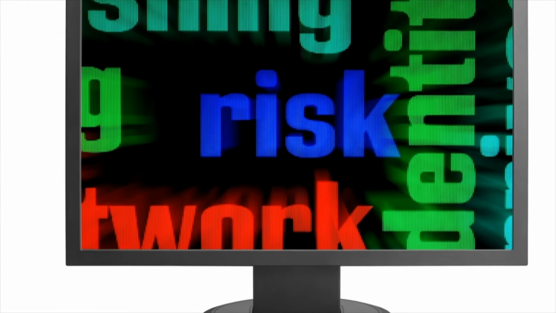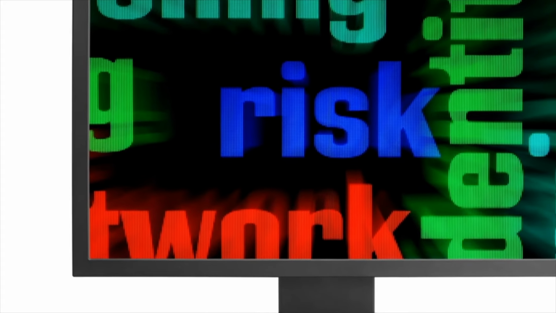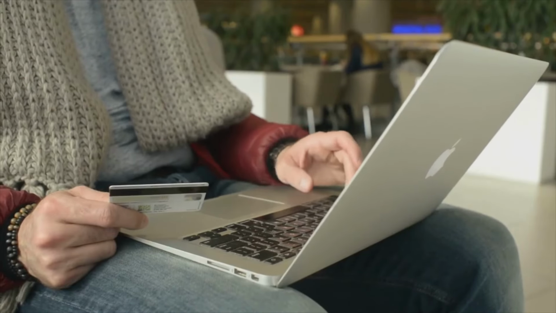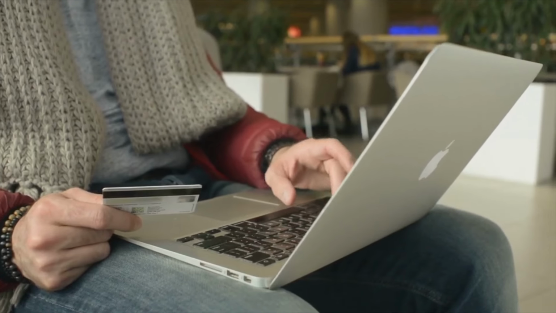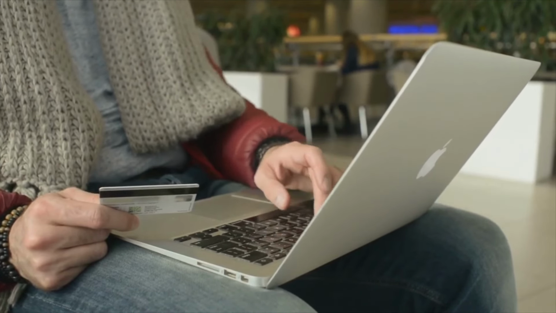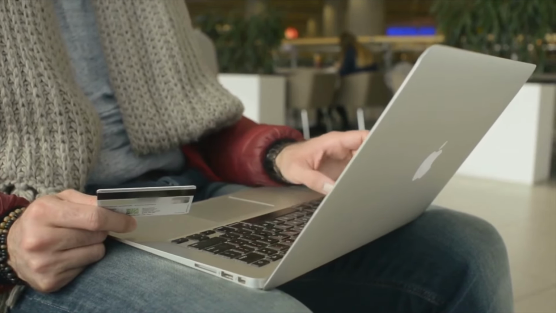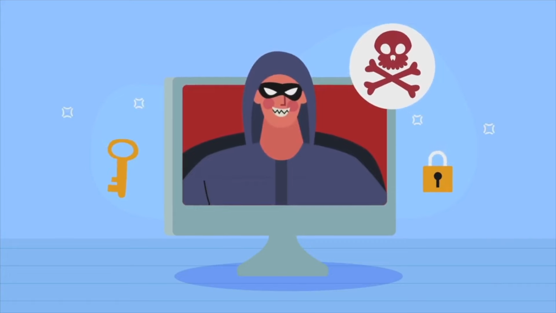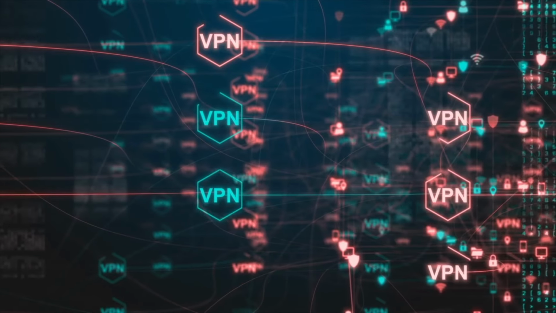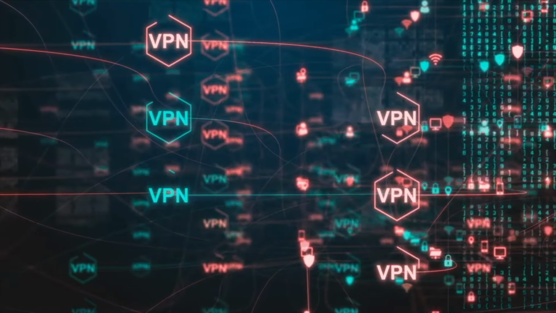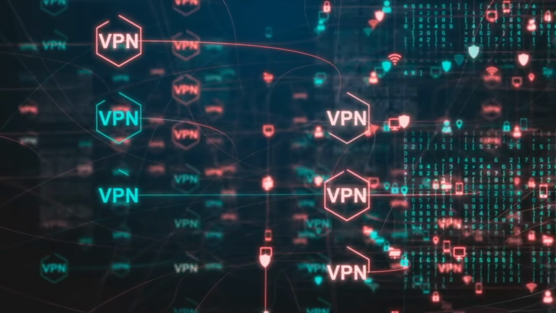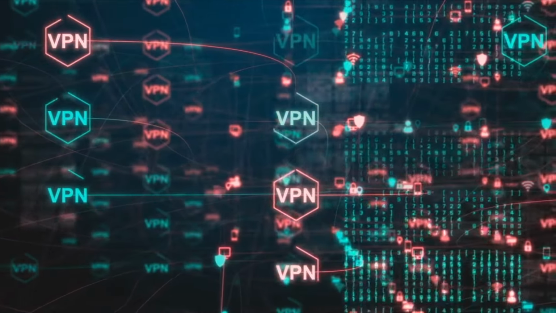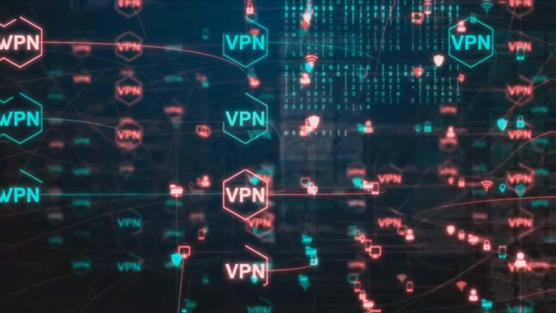So what can you do? How can you protect yourself in these situations? First, avoid accessing sensitive information like your bank account or online shopping accounts while on public Wi-Fi. It's better to wait until you're on a secure network. If you must use public Wi-Fi, consider using a VPN. A virtual private network can be a lifesaver. A VPN encrypts your internet connection, making it much harder for hackers to snoop on your data. It adds a layer of security, ensuring your information stays private.